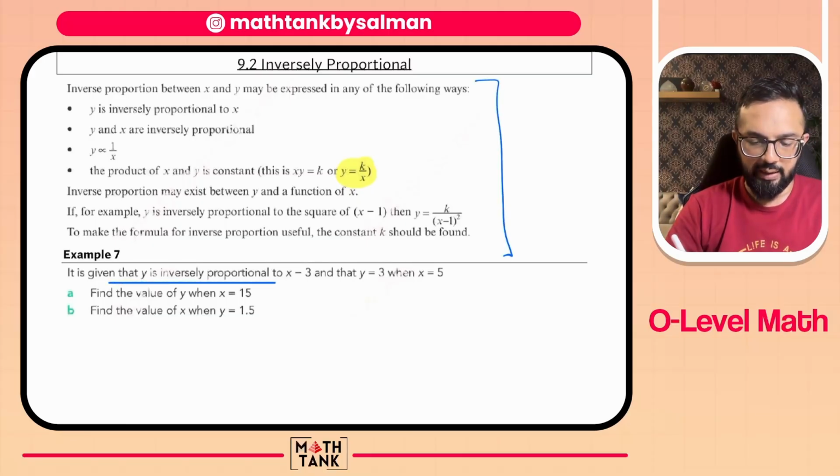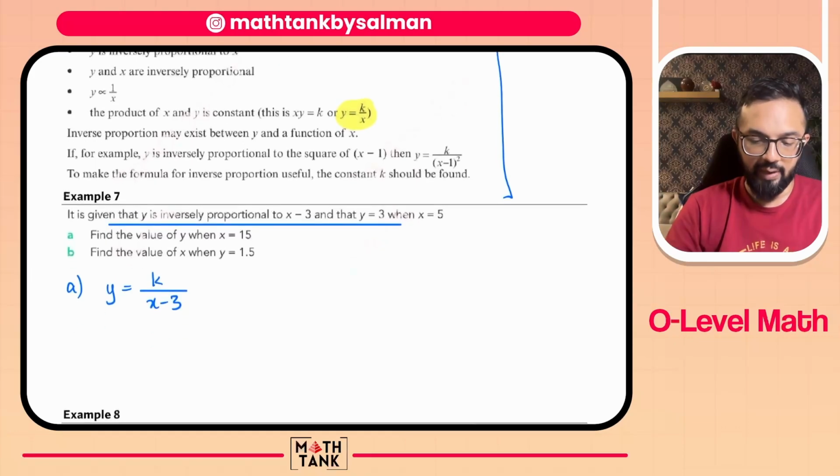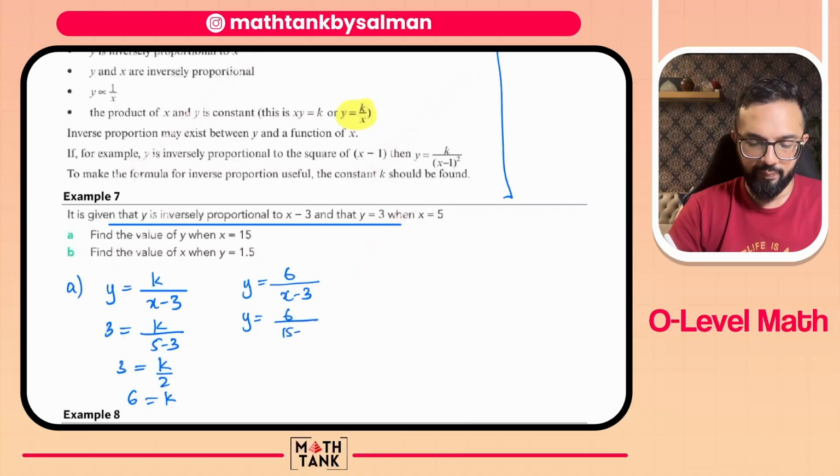It is given that y is inversely proportional. So what I'm going to write, although the question is still not clear to me, is this. I know that this is going to be the case. It says y is 3, x is 5. Find the value of y when x equals 1.5. So the first thing that I will have to do is to find out the value of k. So k over 2. So k is basically 6. So I'm going to write y equals 6 over x minus 3. And then I have to find out the value of y. That's 6 over 12, which is 1 over 2.